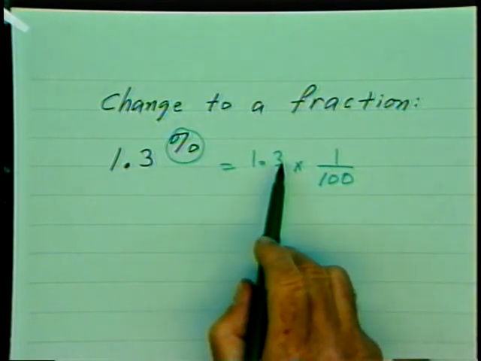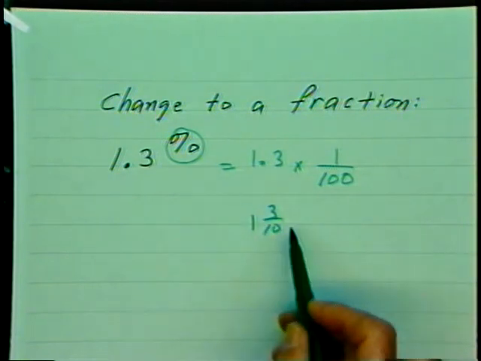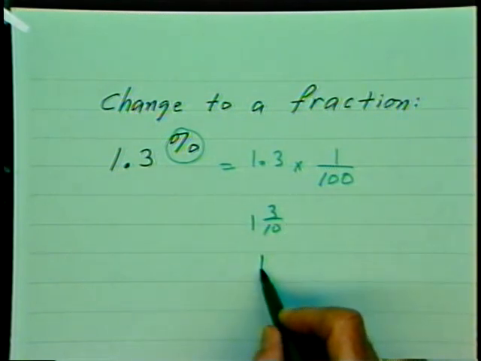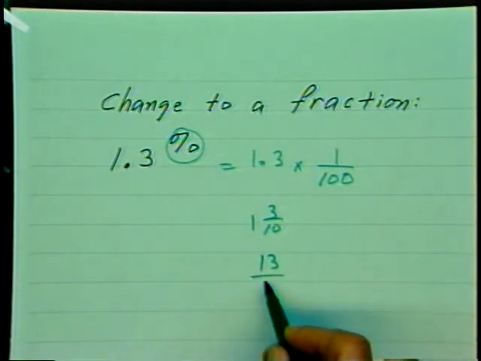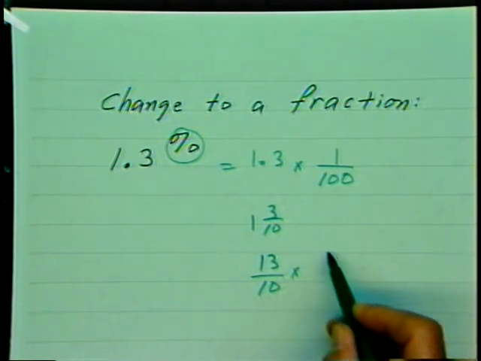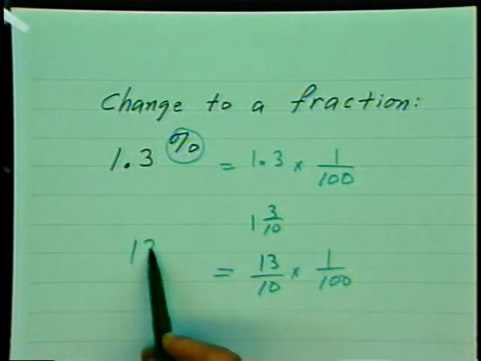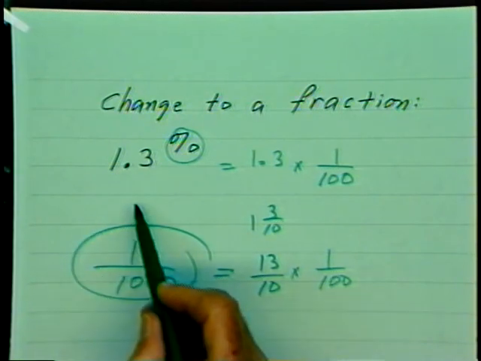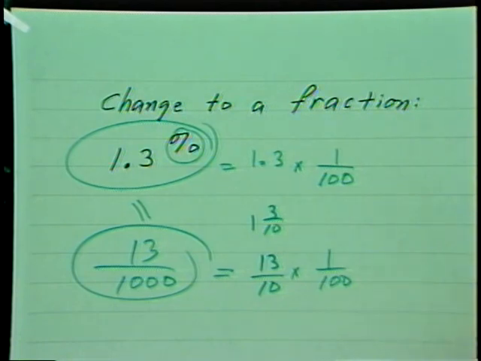But this is 1 3/10, which is an improper fraction. That becomes 13, that is a mixed number, which becomes 13/10 as an improper fraction, which now gives me the form to more easily multiply. There is no reducing that can take place, so I get 13/1000 is equivalent to this percent representation.